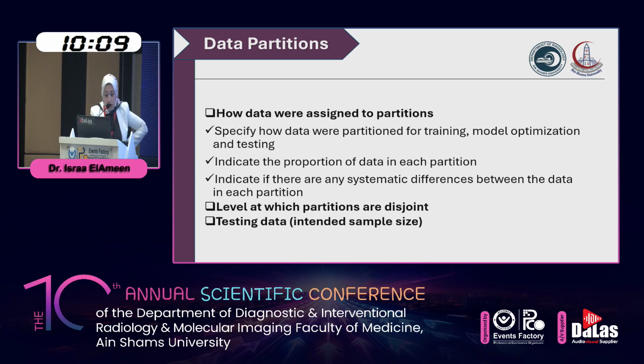And now we'll go to the data partitions. At first, you should give us information on how your data were assigned to partitions. You have to specify how the data were partitioned into the training stage, the model optimization, and the testing part. You need to let us know the proportion of data in each partition. For example, here was 80, there was 10, there was 5, and you need to let us know why there was a difference between the different partitions.